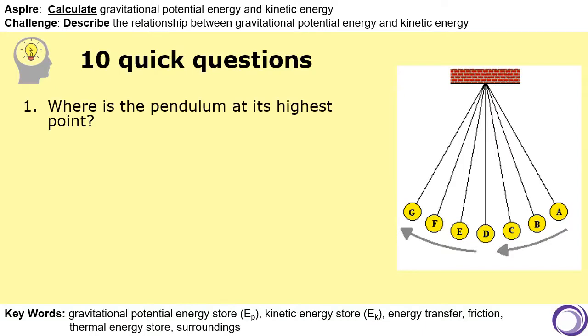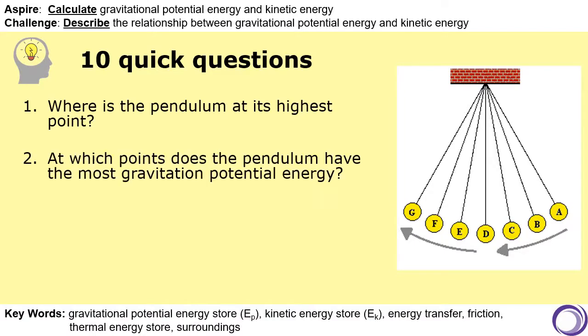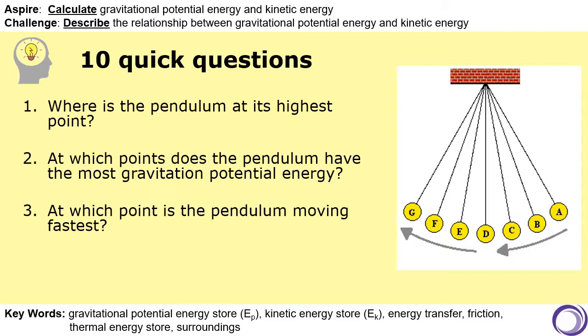So question number 1, where is the pendulum at its highest point? So you just need to write the letter. Where do you think the pendulum is at its highest point? Question number 2, at which points does the pendulum have the most gravitational potential energy? So again, just write the letters. Question number 3, at which point is the pendulum moving fastest?